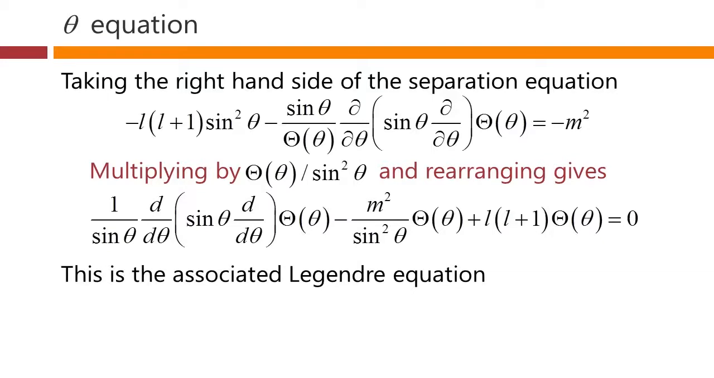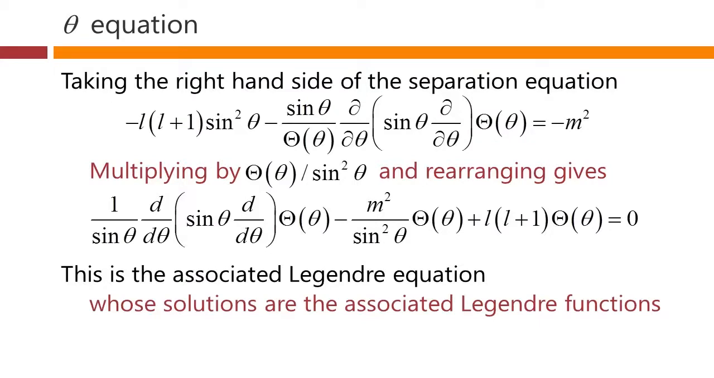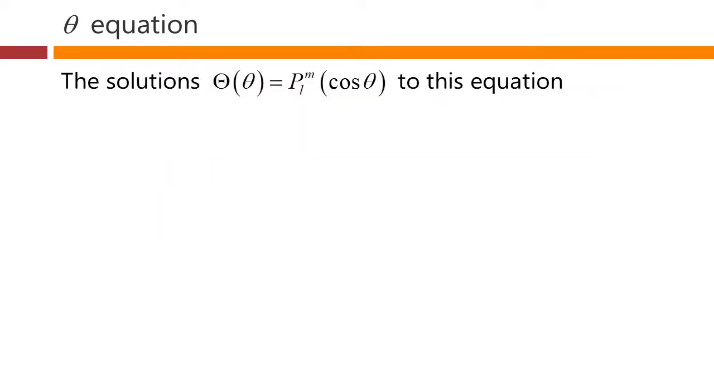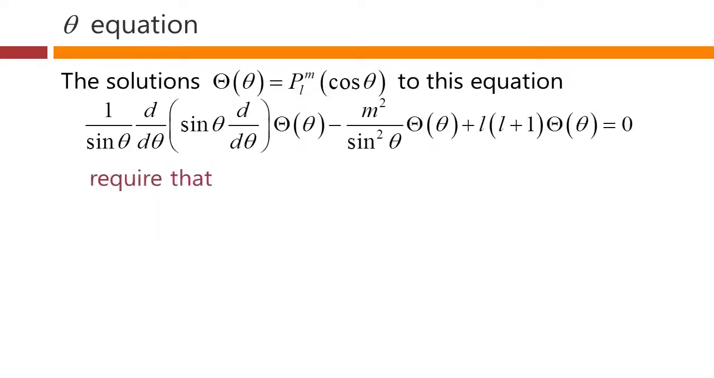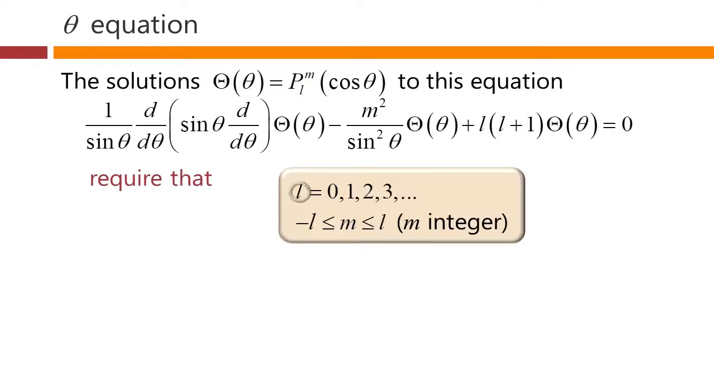Now, this equation is what's known as the associated Legendre equation. And the solutions to this equation are known. They are called the associated Legendre functions. And we can write those in a standard notation in the following form. P with a subscript L and a superscript m of the cosine of theta. Now, these solutions to this equation require that L, this number here that we introduced, has to be 0 or a positive integer. And it also requires that m has to lie between minus L and plus L, and it has to be an integer.